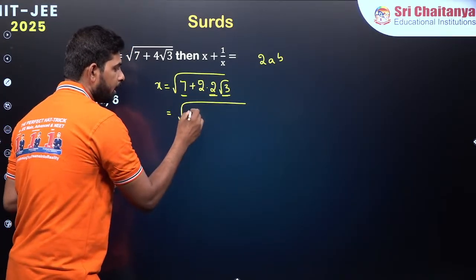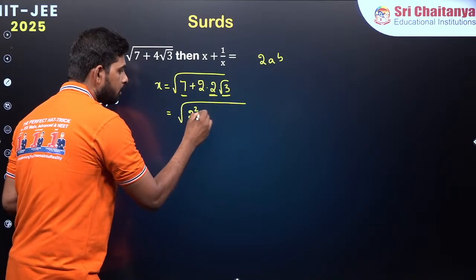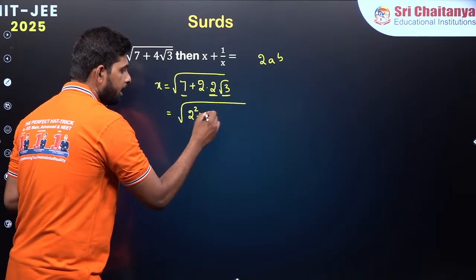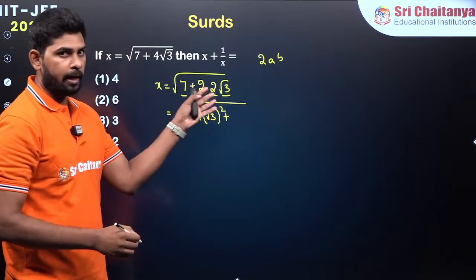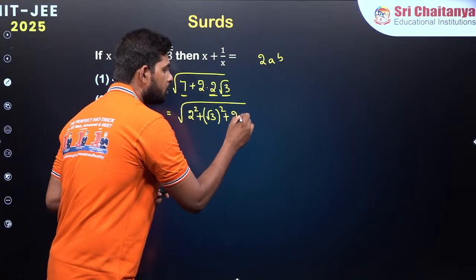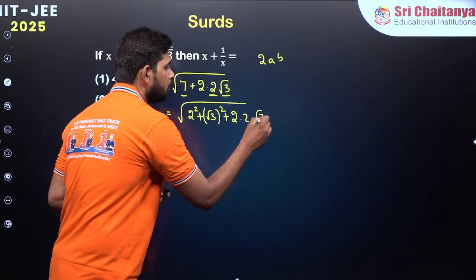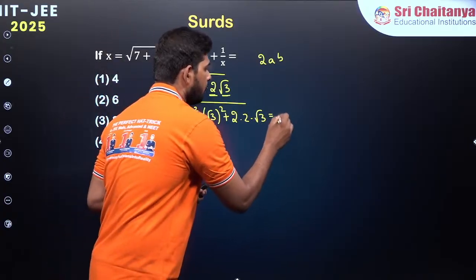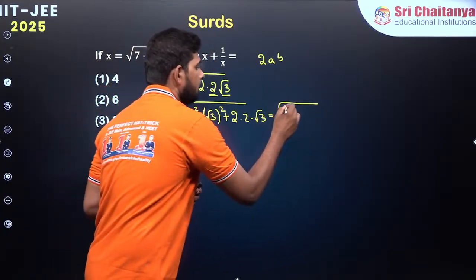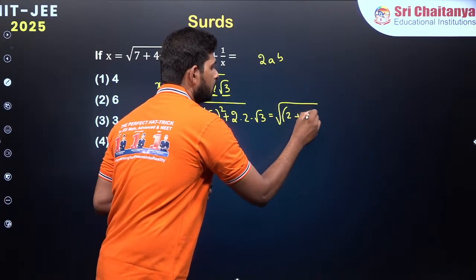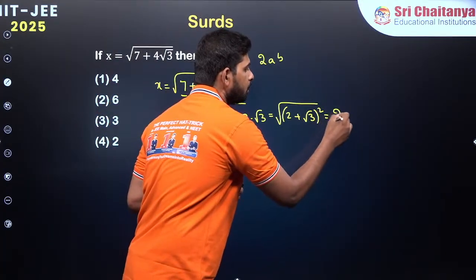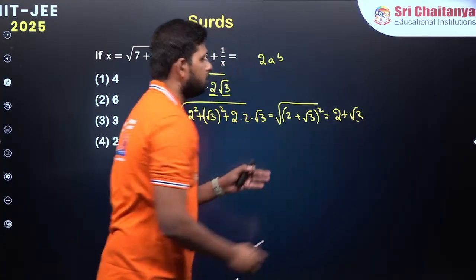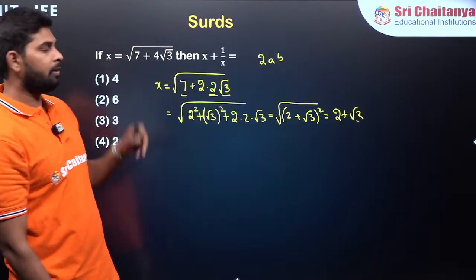Square root of, I can write this one over here as 2 square, because that is a square, and here it is root 3 square, that is b square, and plus at the end we are having 2ab, that is 2 into root 3, which is equals to square root of 2 plus root 3 whole square. Square root is getting cancelled. We are left with 2 plus root 3. Very good. We have got 2 plus root 3 for x there.